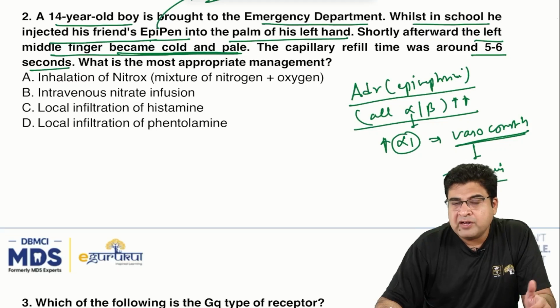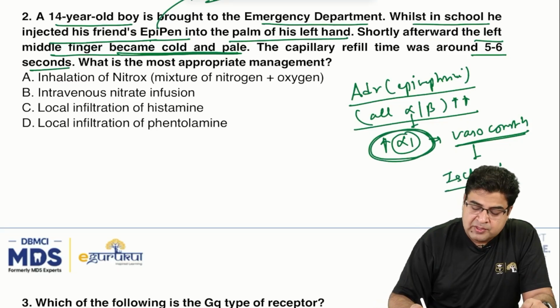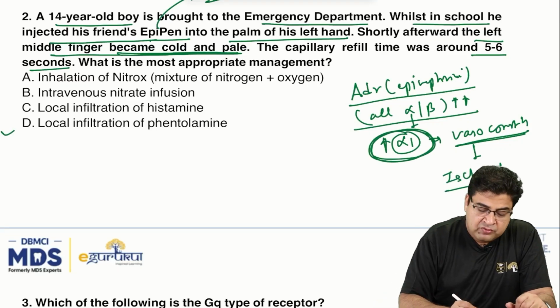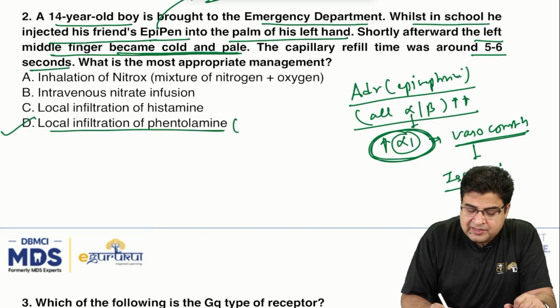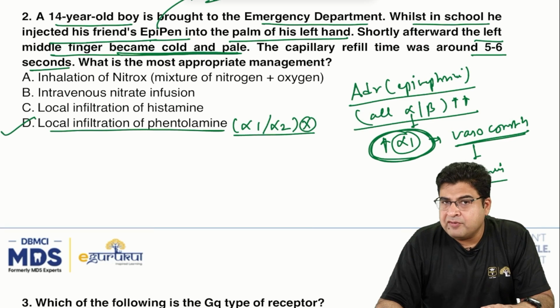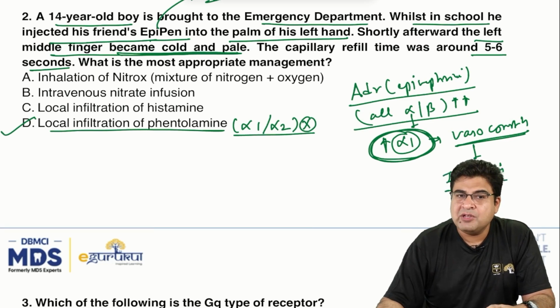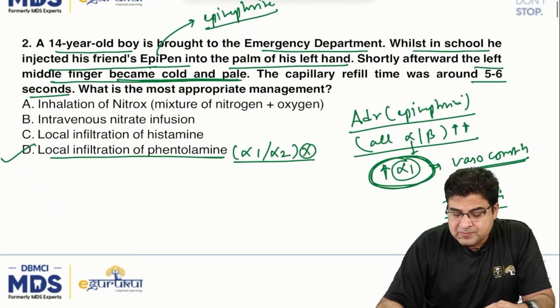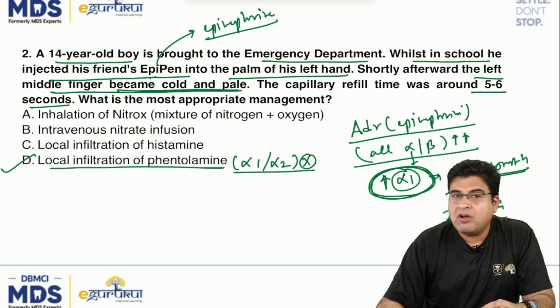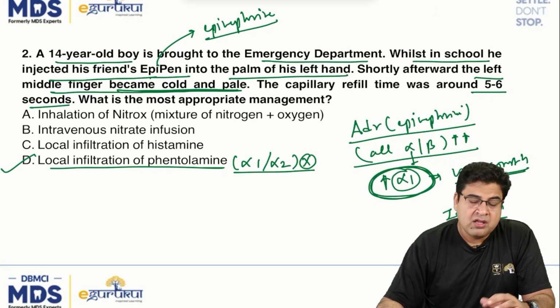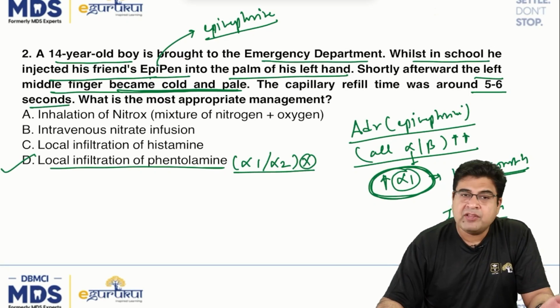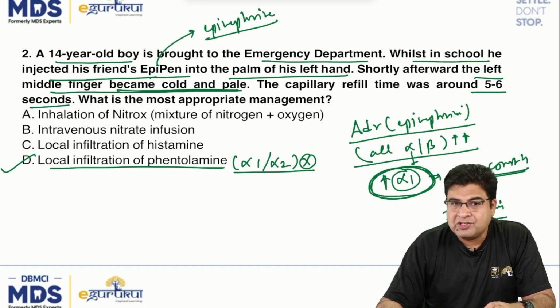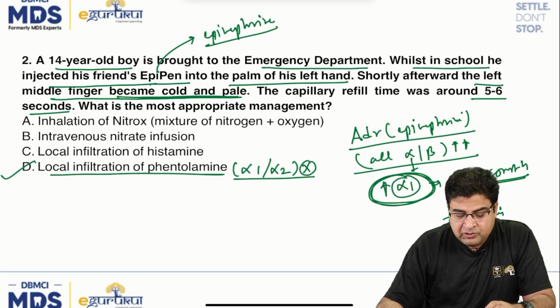Here we have to give an alpha blocker. Alpha-1 has caused the problem, so we have to give an alpha blocker. So phentolamine is a non-selective alpha blocker. This is a blocker of both alpha-1 and alpha-2 receptors. This medicine can be used for the treatment of vasospasm caused by the infiltration or extravasation of epinephrine into the surrounding tissue, which will cause vasoconstriction. So answer is D, phentolamine can be given.